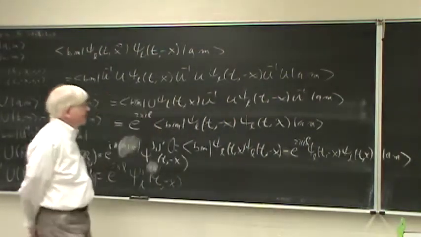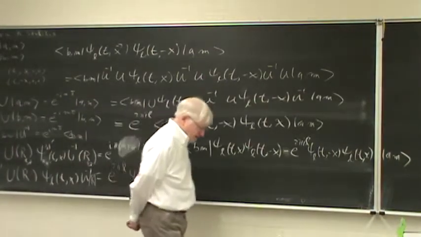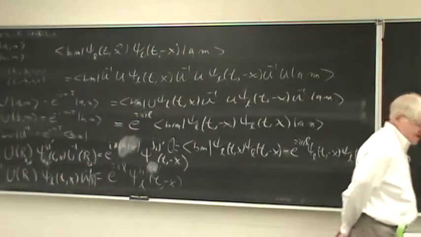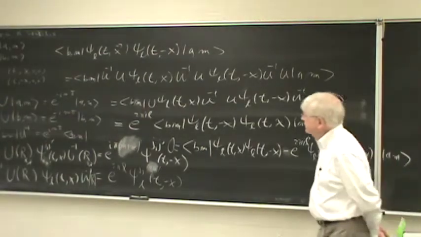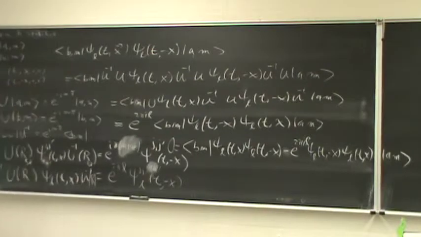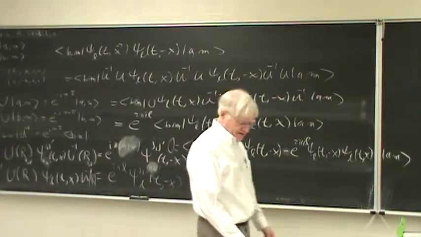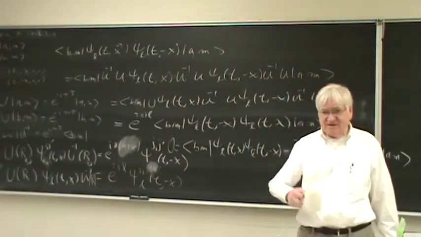Now, the shortcoming of this argument is that I've assumed m equals m'. Suppose this were m not equal to m'. Well, then those phases wouldn't have canceled. And that's why this isn't really a proof of spin statistics.